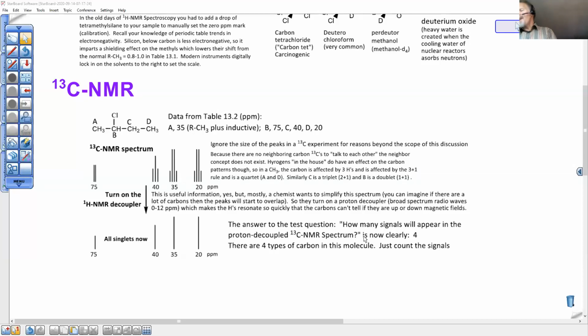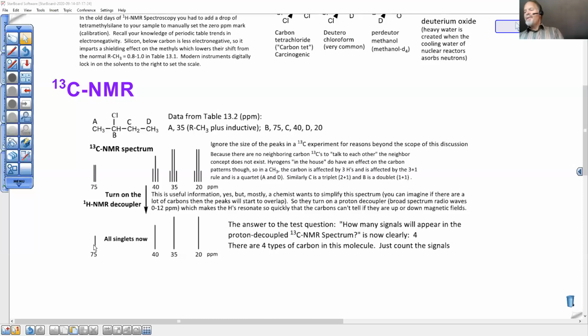What happens in the proton decoupling experiment is that we make every one of these peaks into a singlet by washing these carbons in a radio range of frequencies that makes all of the hydrogens start their spins resonating up and down so fast the carbons can't tell if they're up or down. It's like white noise in the proton NMR energy region, and it makes everything into a singlet because the carbon can't tell if the H's are different anymore.